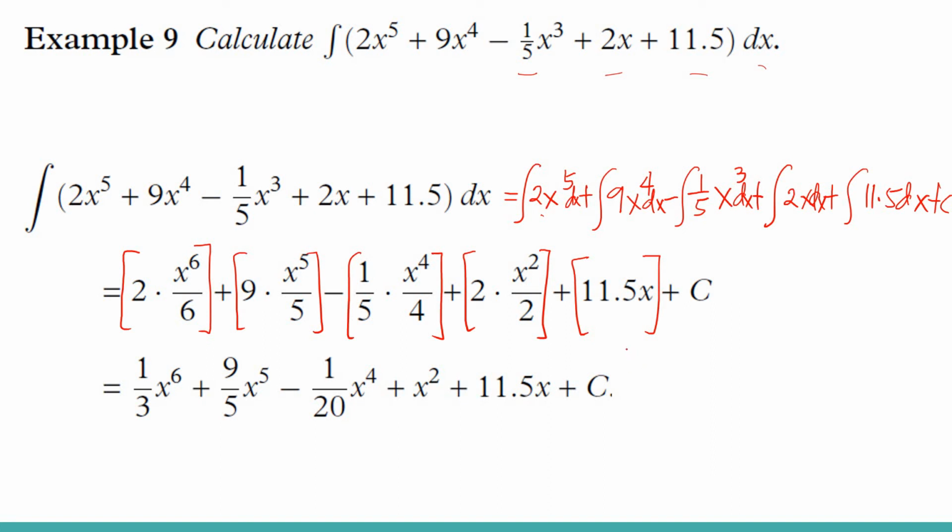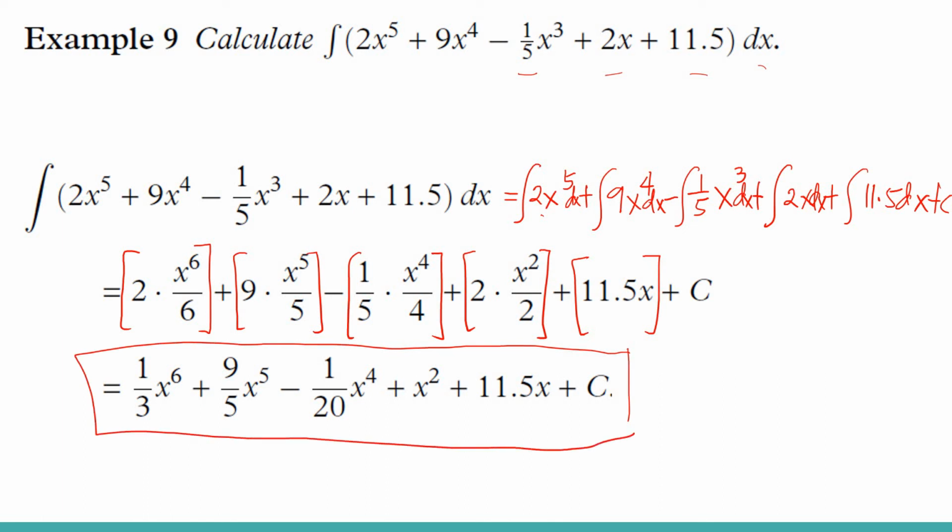So simplifying that, this would be the final answer. 1/3 x raised to the power of 6 plus 9/5 x raised to the power of 5 minus 1/10 times x raised to the power of 4 plus x squared plus 11.5x plus c.